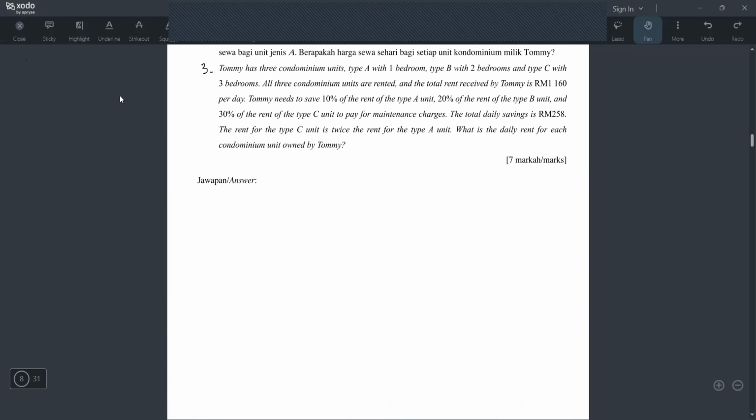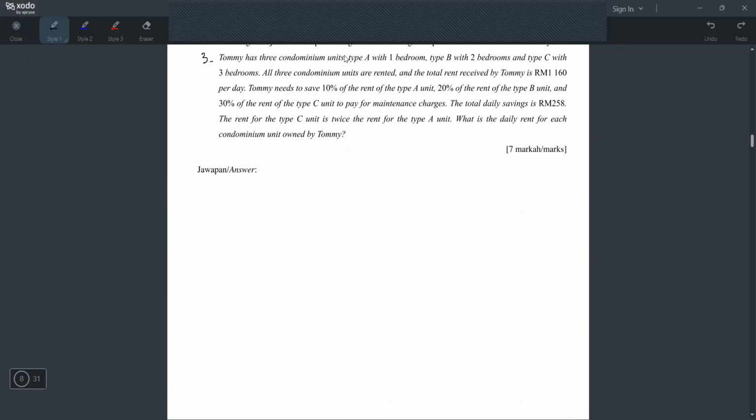Okay, let's skip this, the Malay one. Okay, Tommy has 3 condominium units. Type A with 1 bedroom, type B with 2 bedroom, type C with 3 bedroom. So 3 types of condo, and they all have different numbers of bedrooms. All 3 condominium units are rented. And the total rent received by Tommy is RM1160. This is the total rent received.